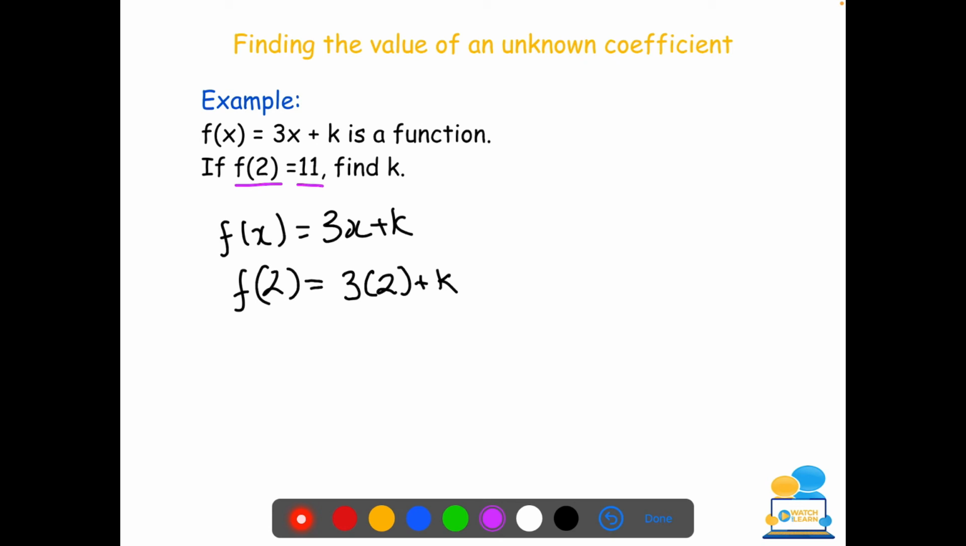So we can now rename our f of 2 as 11 and let that equal to, well, 3 by 2 is 6, add k. Let's get our numbers to one side and our letters on the other. So in the 6, the inverse operation is minus, so we take away 6 from both sides. 11 minus 6, k is equal to 5.